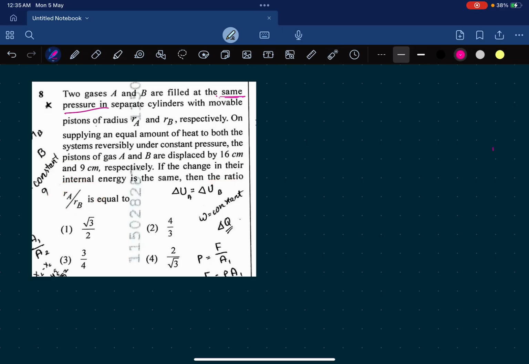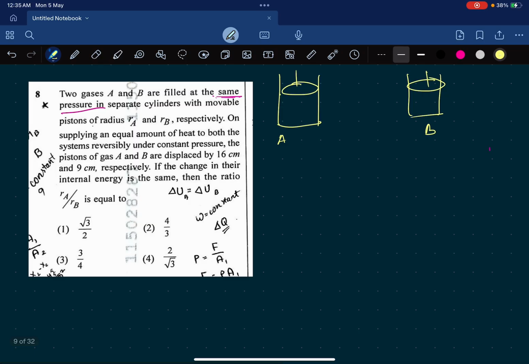Okay, now let us proceed. See, according to the question, we have two cylinders, right? Let's say this is cylinder A and this is cylinder B, right? So for this, if I write down the first law of thermodynamics, Q is equal to change of internal energy plus work done.